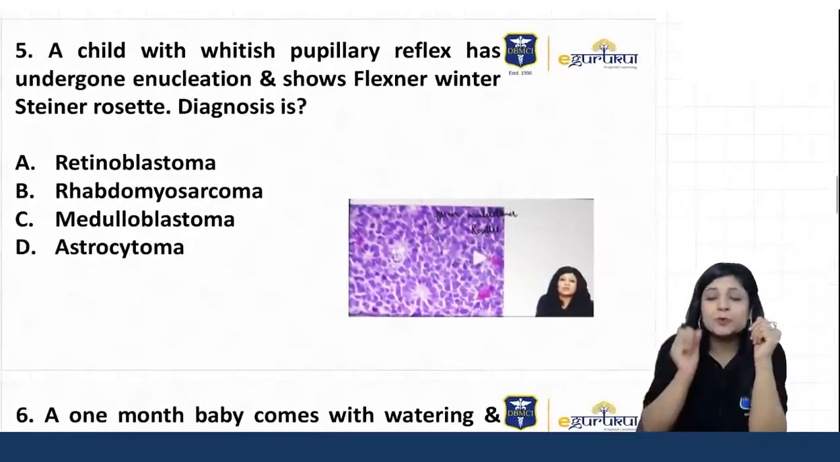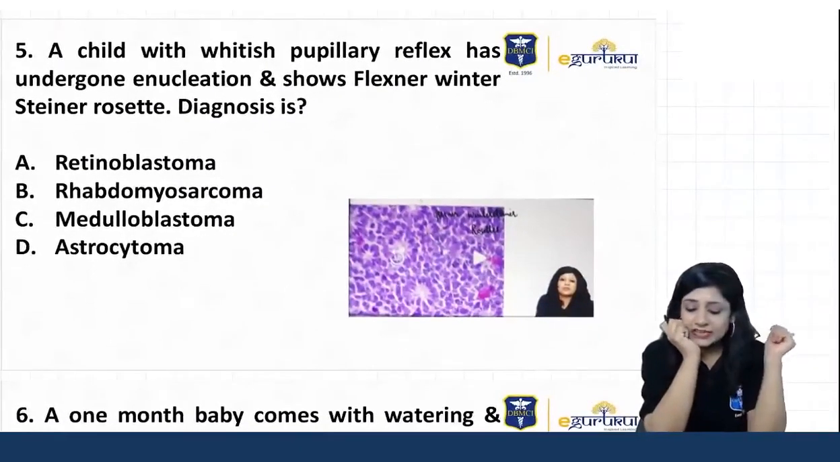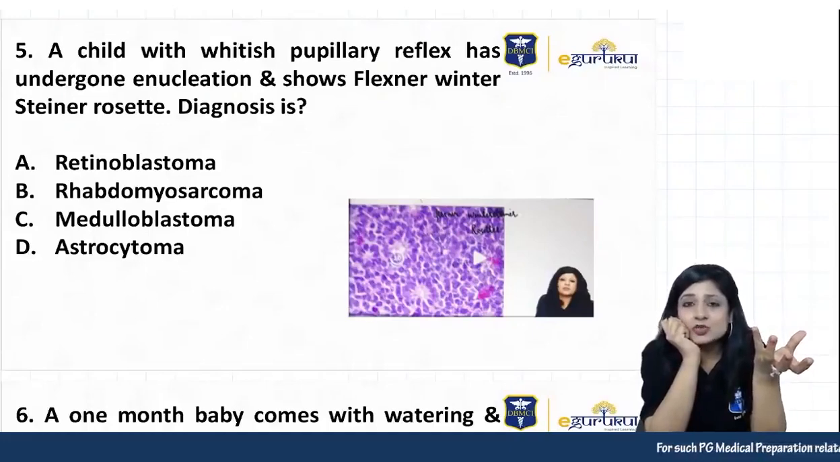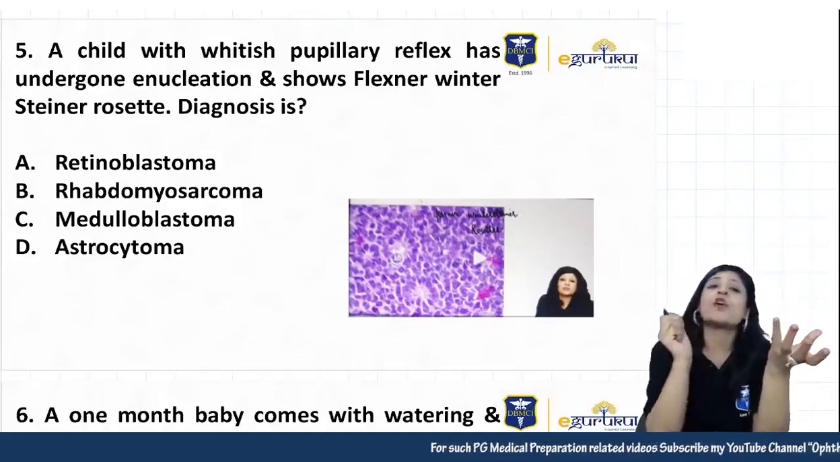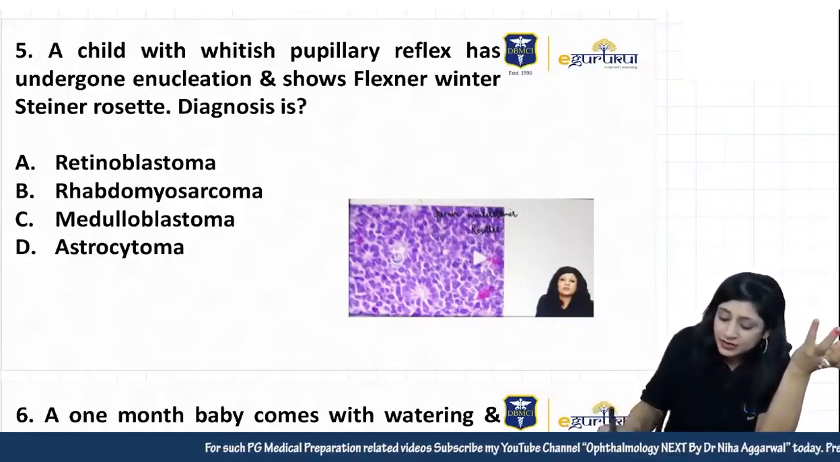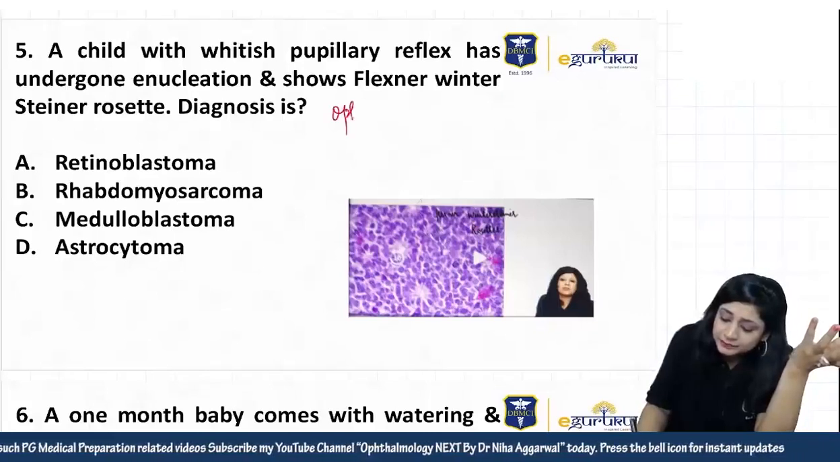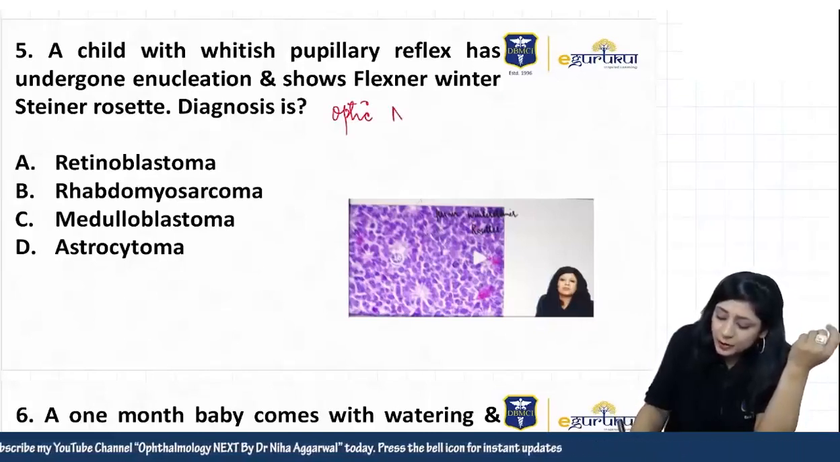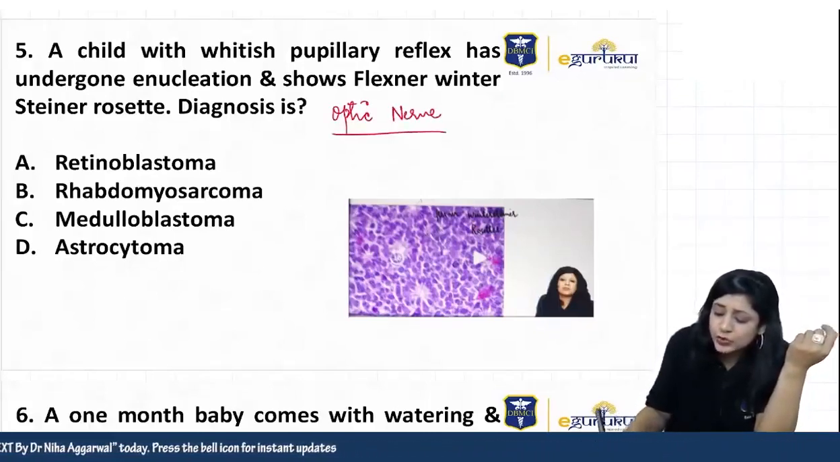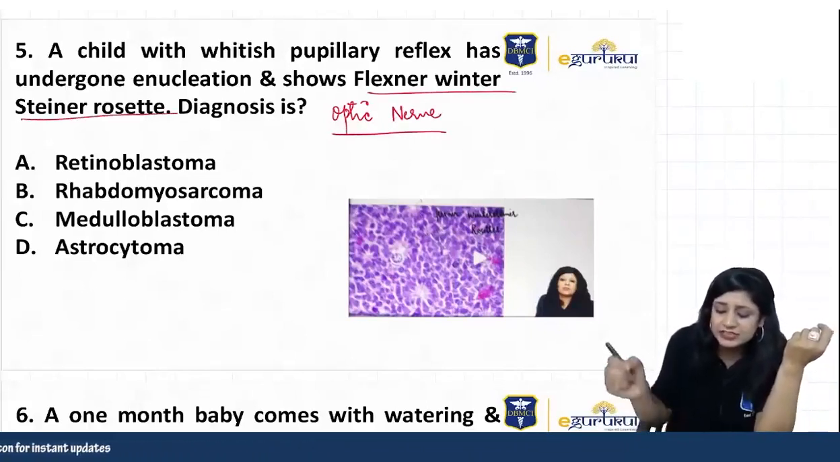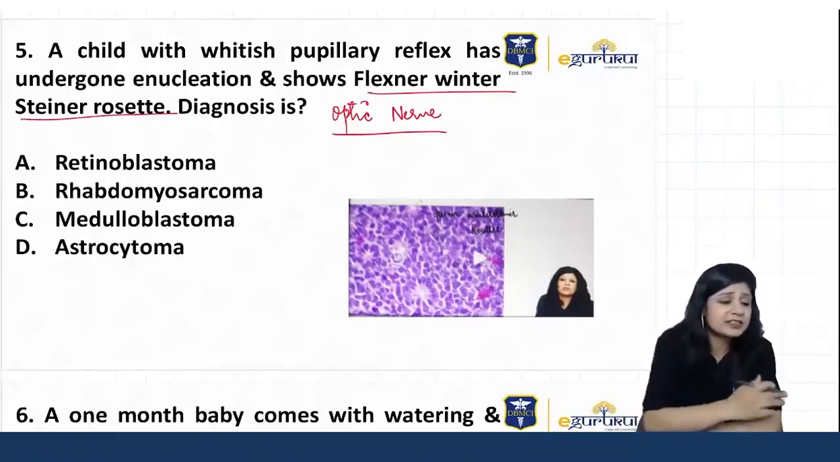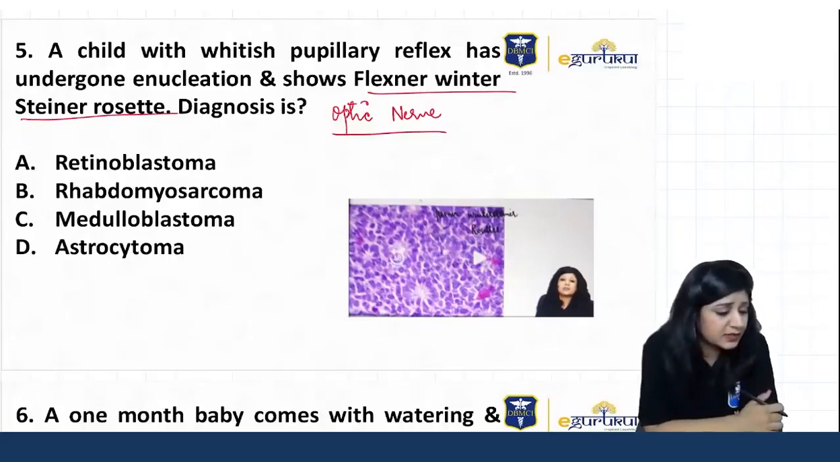A child with a whitish pupillary reflex undergoing enucleation, and when you are doing the biopsy of the section, what section do we take? From where do we take the section, by the way? From the optic nerve. So you are doing the biopsy and they straightforwardly told you the name also, Flexner Wintersteiner rosettes. So what is the diagnosis, guys? Now coming to the other question.